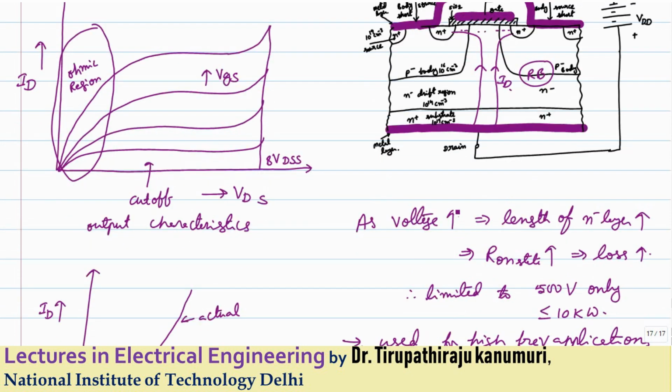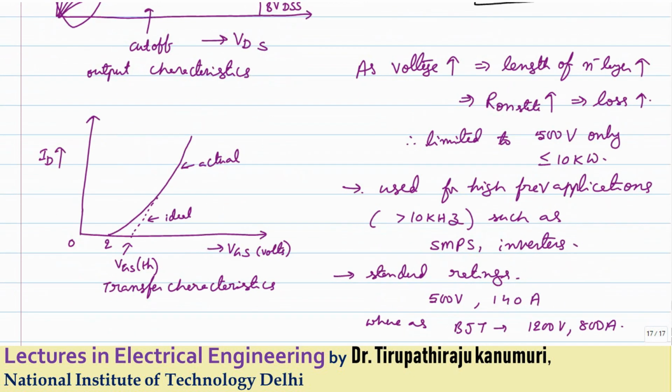As the voltage is increasing, because a reverse bias is applied here, the length of the N minus layer and P minus layer required will increase automatically. As this layer length is increased, the length of the passage of the current is increasing. We know R is equal to rho L by A. As the length is increasing, resistance increases. That's why the on state resistance will increase, so power loss will increase. That's why the MOSFET design is practically limited to only 500 volts, not more than that in practice. That is the only disadvantage of MOSFET.